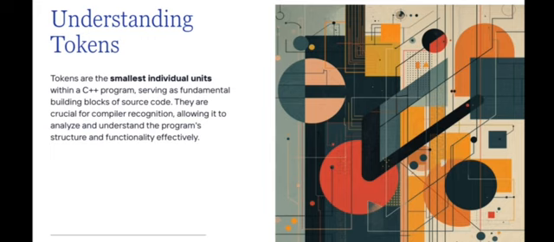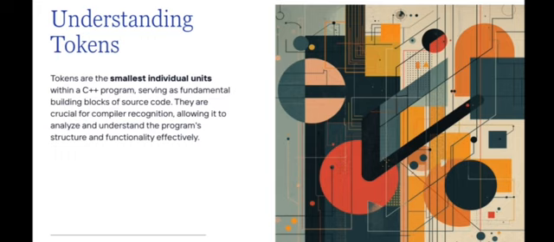Understanding tokens. Let's begin with what exactly a token is. In simple terms, tokens are the smallest individual units of a C++ program. Just like how a sentence is made of words and punctuation, a C++ program is made up of tokens. Every keyword, operator, or even punctuation mark that you see in the code is considered a token. They are what the compiler recognizes first when it reads our program.